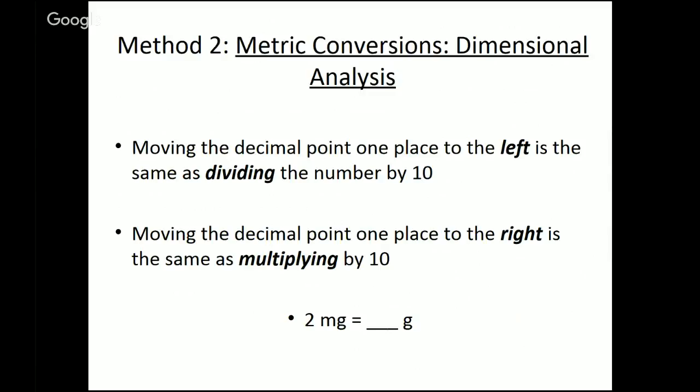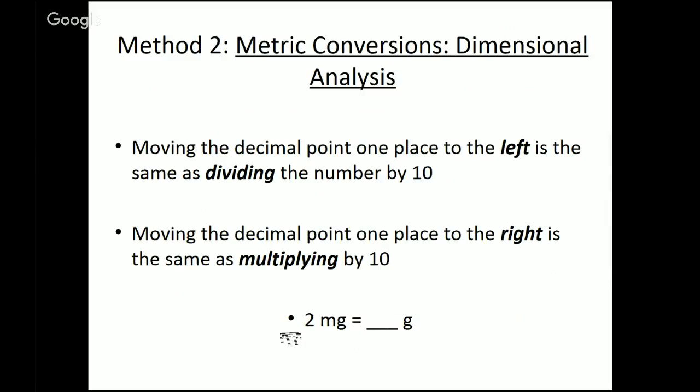Now there is a second method for converting between metric units that I want to show you. It sounds a little bit intimidating. It's called dimensional analysis, but really it's pretty simple. Dimensional analysis uses fractions, a series of fractions, to convert from one unit to the next. And this is also very useful in chemistry if you happen to take a chemistry class. So let's jump right into it.